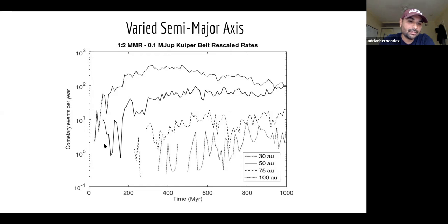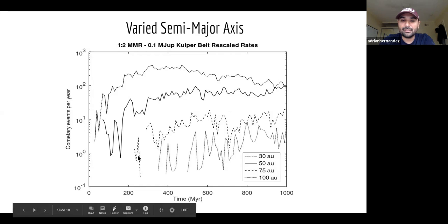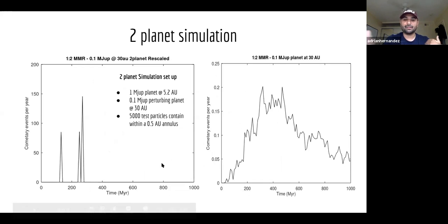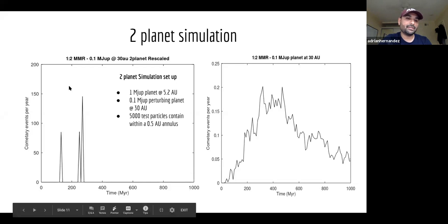So you see here, the 50 AU doesn't start till about here, and the 100 AU doesn't start producing comets till about 400 megayear. And another thing that we did in our simulation, well, we added an extra planet between the perturbing planet and the star. And you see here that if you place the one Jupiter mass planet between your perturbing planet, well, it does a very good job at shielding the inner habitable zones.